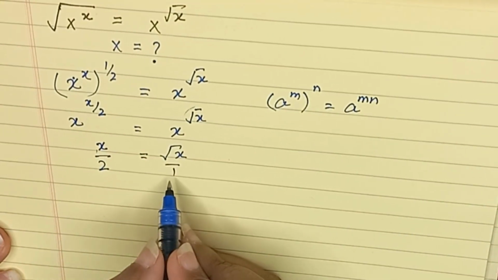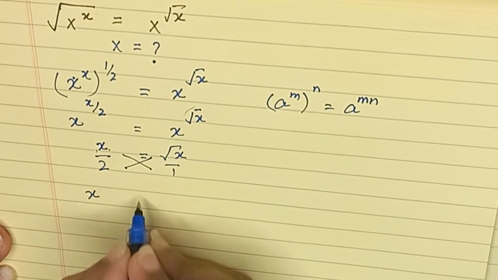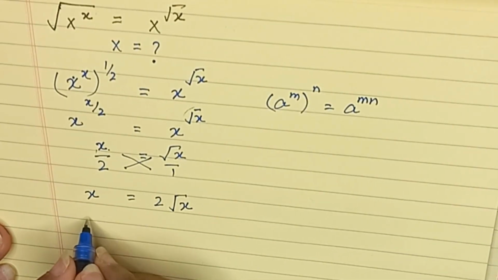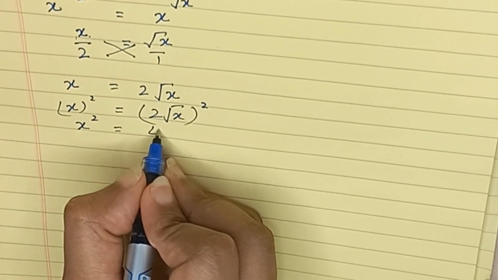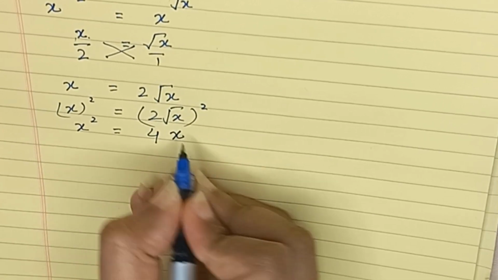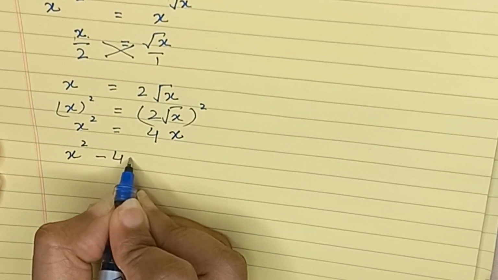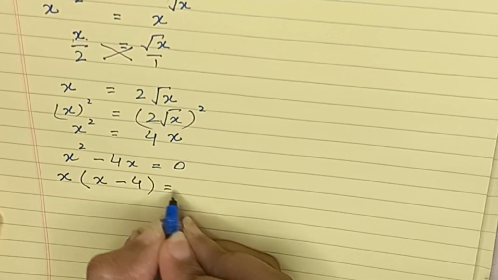Now we will take 1 in the denominator and do cross multiplication, so it will become x times 1 is x, and it will become 2 square root of x. Now taking square on both sides, it will become x square, and 2 square root of x whole square. So x square is equal to 2 squared, means 4, and the square root will be cancelled out here, so it will become x. Now we can write it as x square minus 4x equal to 0. From here we can take common x, and it will become x times (x minus 4) equal to 0.